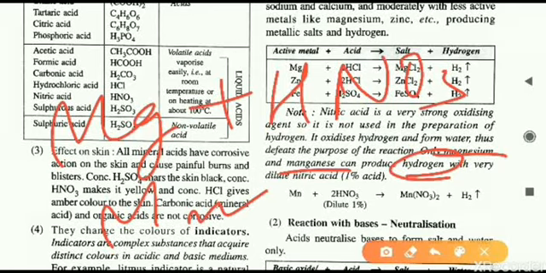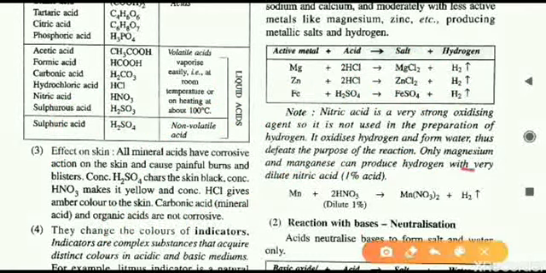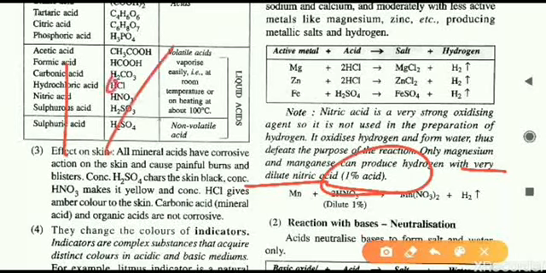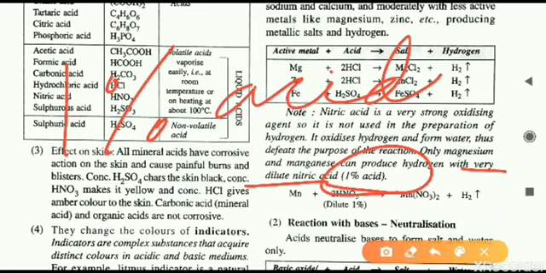the reaction with HNO3. But here also there is a condition, a very important condition. If we have to produce hydrogen with nitric acid, then this nitric acid should be very dilute. Yes, it should be very dilute. How dilute? It should be 1% acid. 1% acid means the acid should be very dilute.